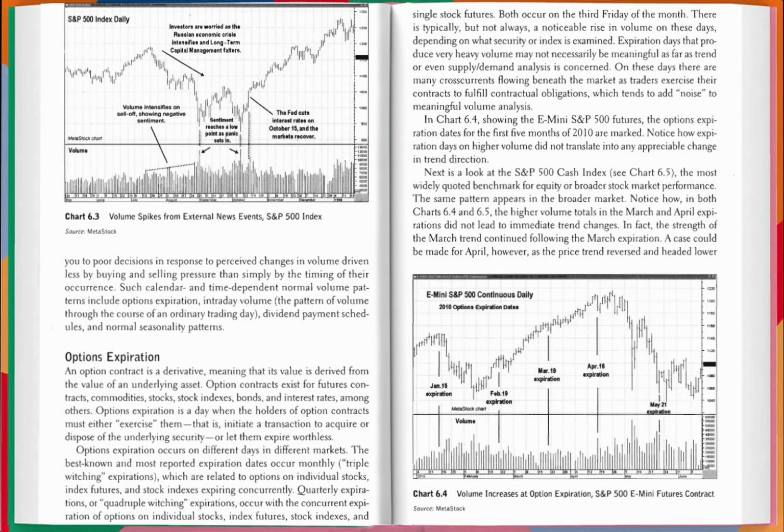The best known and most reported expiration dates occur monthly, triple witching expirations, which are related to options on individual stocks, index futures, and stock indexes expiring concurrently. Quarterly expirations, or quadruple witching expirations, occur with the concurrent expiration of options on individual stocks, index futures, stock indexes, and single stock futures. Both occur on the third Friday of the month.